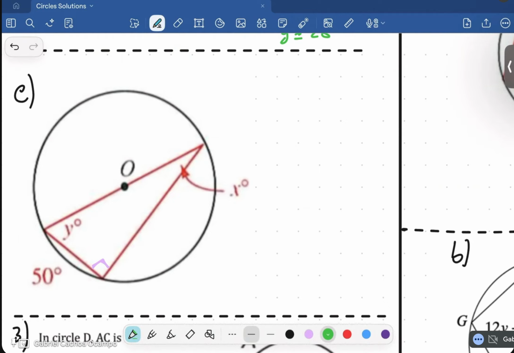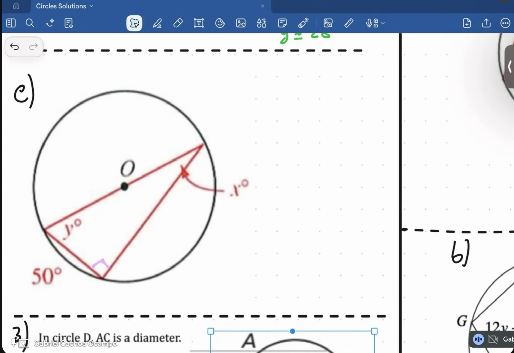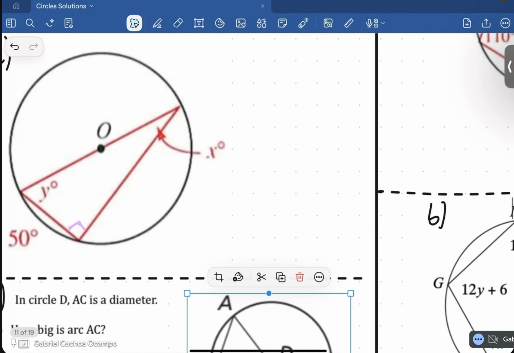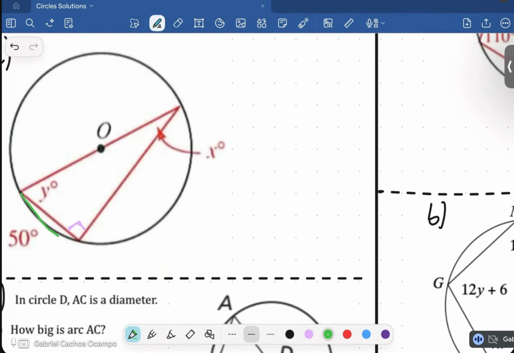We can see, for example, I have a 50 here, no? I have a 50 here. What is the inscribed angle that covers that 50? So x measures 25. If x measures 25 and this measures 90, then y is just like a complementary to 25. So y measures 65.